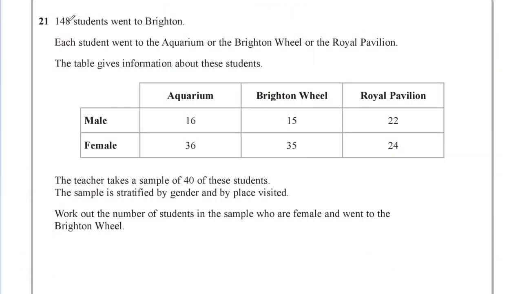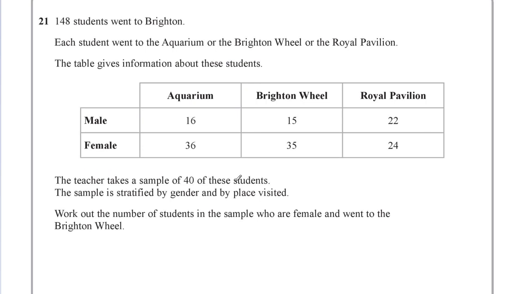Question 21. 148 students went to Brighton. Each student went to the aquarium, or the Brighton Wheel, or the Royal Pavilion. The table gives information about these students. And there we have a nice table with all this information.